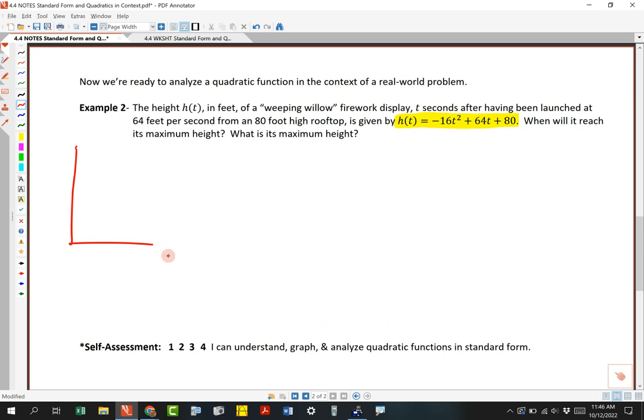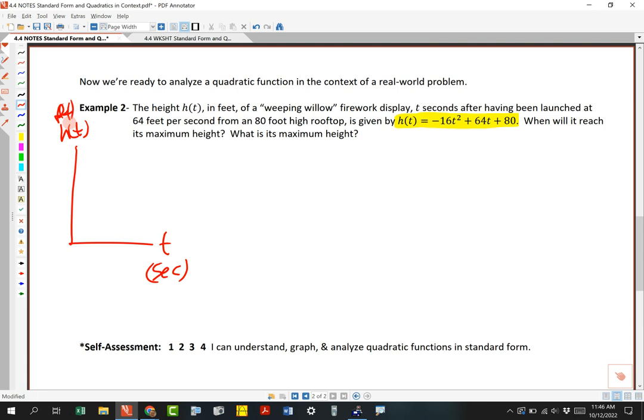Raise your hand if you know. Okay, Luke. T, very good. T, and it's in seconds. Excellent. What's taking the place of y's in this problem? I'm just going to call on somebody. Lizzie? Height. Okay. That's h of t, and that is in feet.